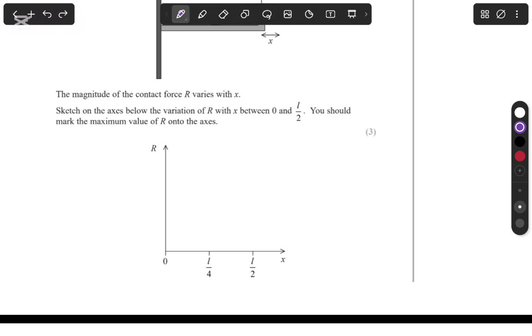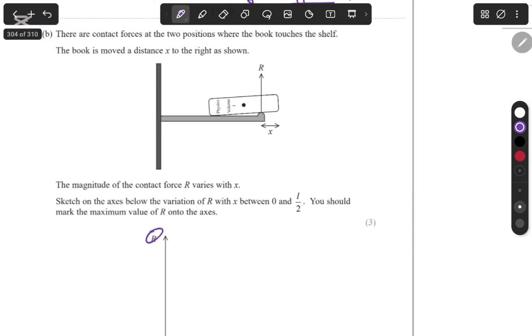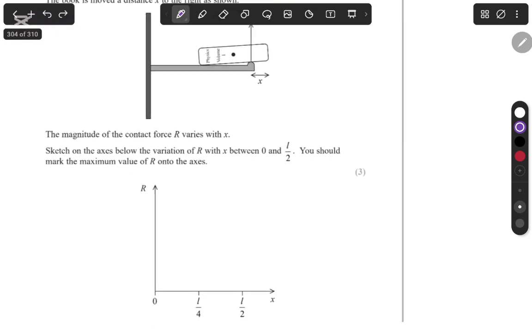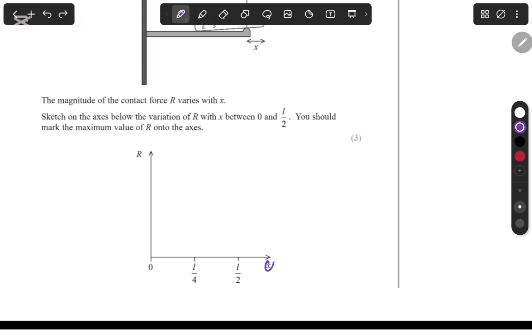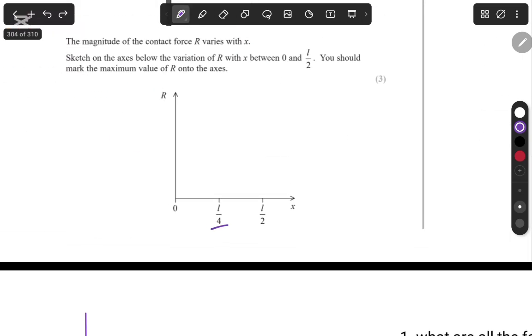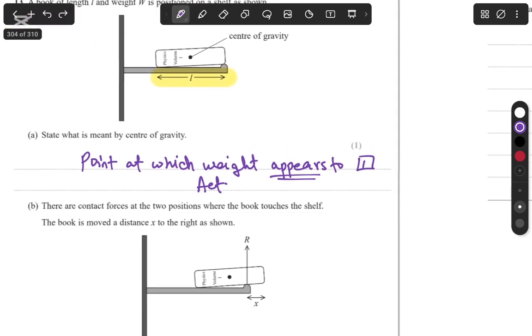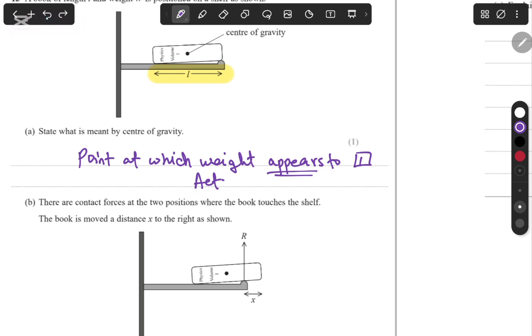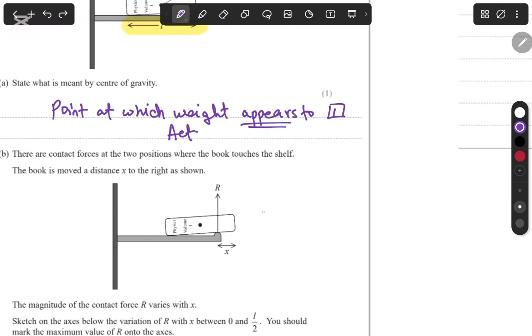Okay, so what they want us to do is plot a graph. The R here is the value of that reaction force, the contact force. And then we have x, and it's in terms of the length of the book. The length of the book was L. So when they say L by 2, they mean that this x is equal to L by 2. So basically, half of the book is outside. So it's going to be something like this. This here is going to be L by 2, and this is also equal to x, both things.